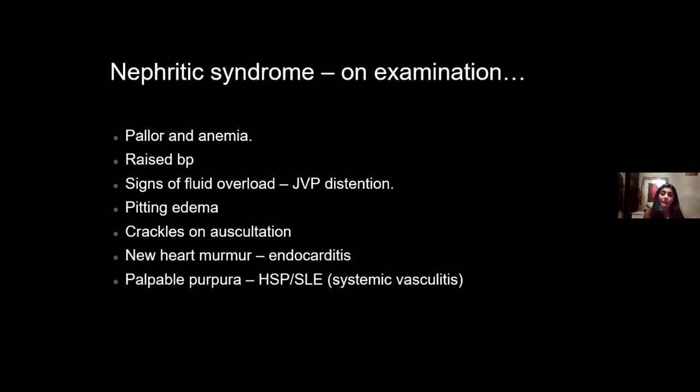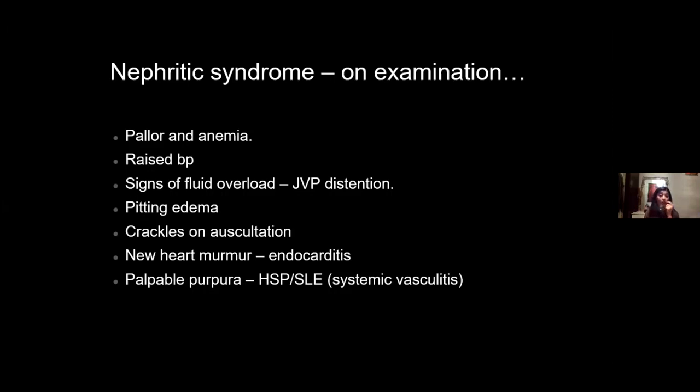So when we see our patient, they might look pale, anemic. We'll take their blood pressure and it's going to be raised. They're going to look a bit overloaded. They'll have some edema. Their jugular vein might be a bit distended. If it's Goodpasture or Wegener's, if we listen to their lungs, we might hear some crackles, which is also going to tell us that there's some fluid buildup in the lungs.